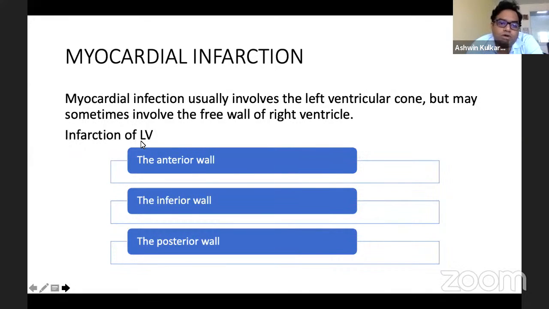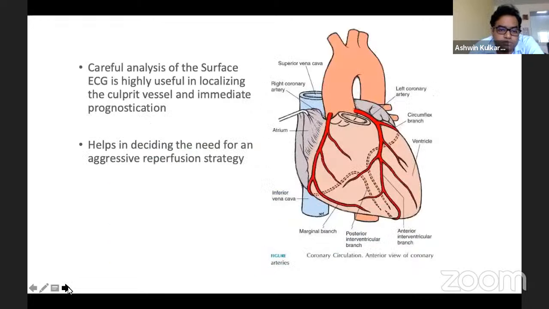So now coming to the infarction per se and localization of the MI, the culprit artery. Myocardial infarction, I'm sorry, there's a typing mistake. Myocardial infarction usually involves the left ventricle, and sometimes involves the free wall of the right ventricle also. So coming to the infarction of the left ventricle per se. For practical and clinical purposes, we divide the left ventricle into three areas: the anterior wall, inferior wall, and the posterior wall.